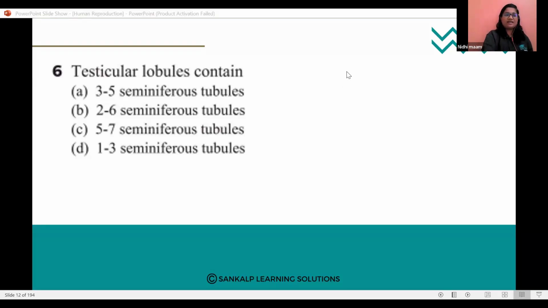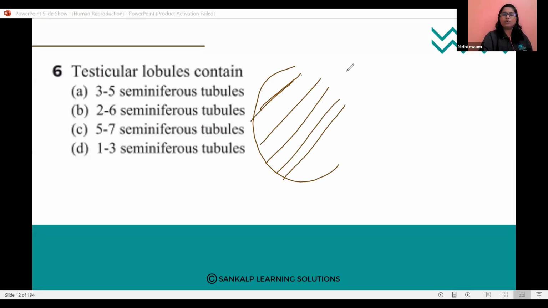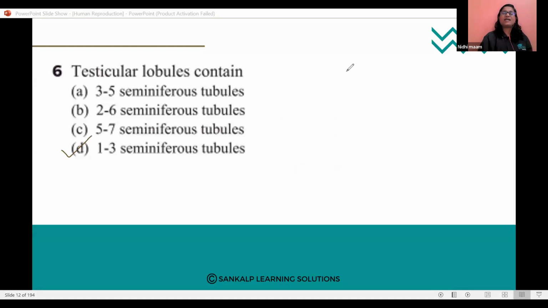When we consider a cross section, here we will get compartments which are called testicular lobules. Inside one testicular lobule, we can find 1 to 3 seminiferous tubules. So option D is the right answer here. Option D is the right answer. Let us proceed.